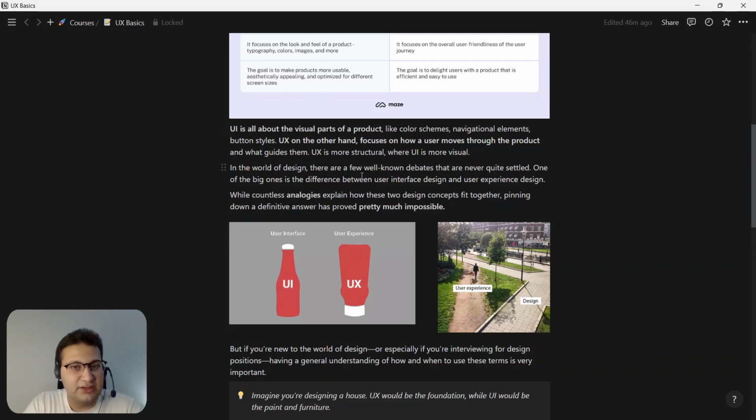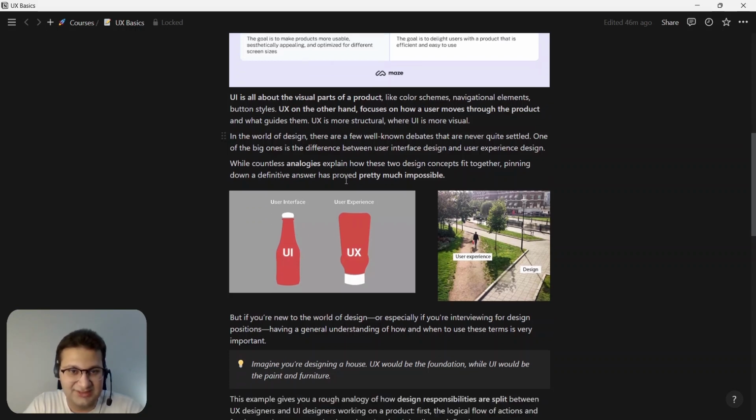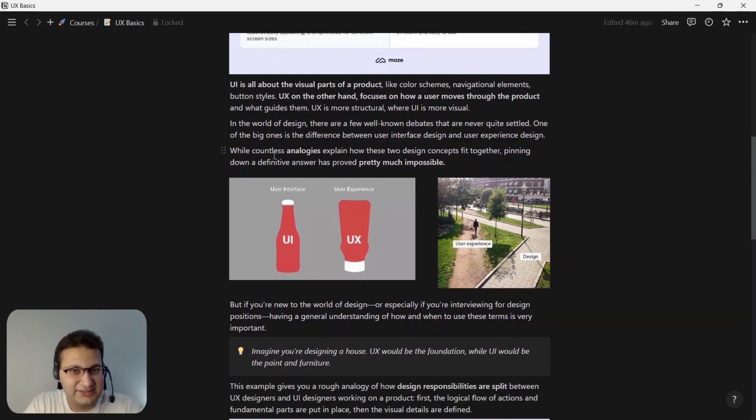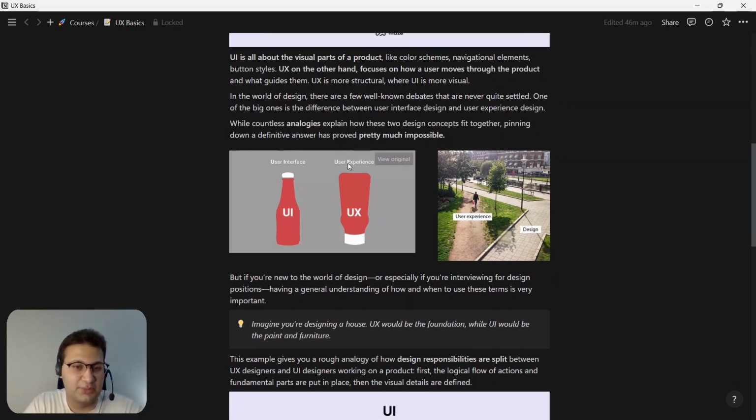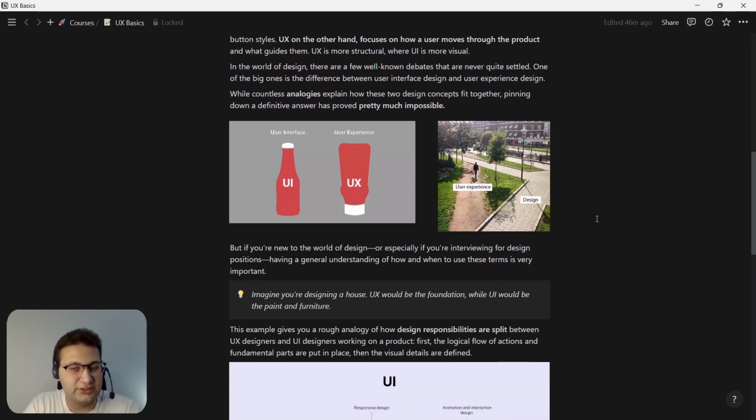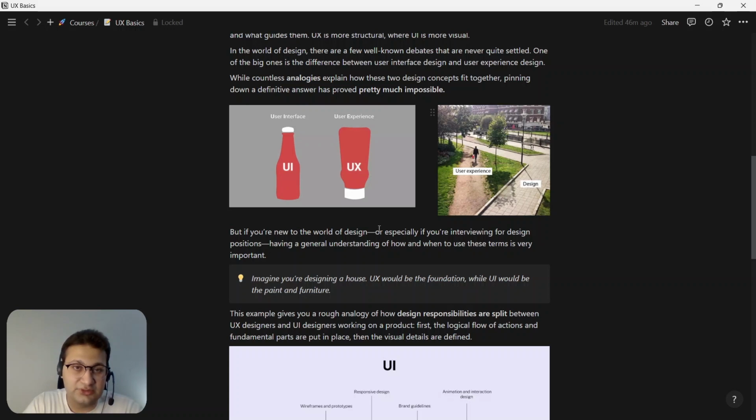In the world of design, there are a few well known debates that are never quite settled. This is one of the big ones. While countless analogies explain how these two design concepts fit together, pinning down a definitive answer has proved pretty much impossible. These are two of the most popular posts I have seen on LinkedIn to differentiate between UI and UX, but both of them are sort of incorrect because this UI has got a UX as well. It's a bad UX, but there is a UX.